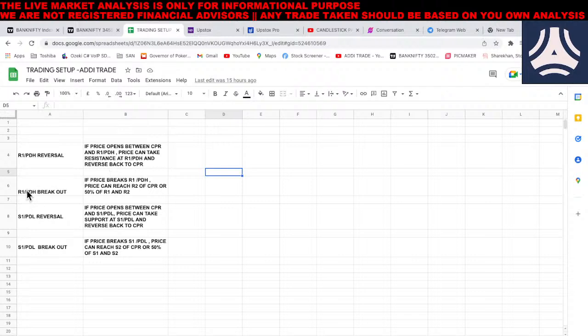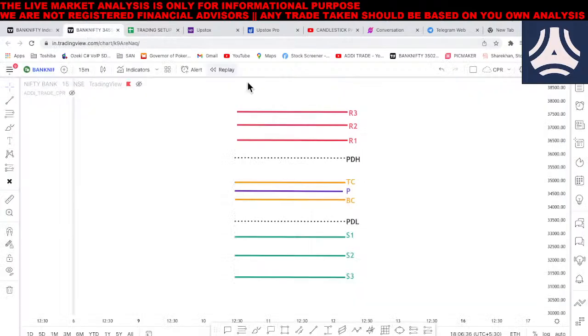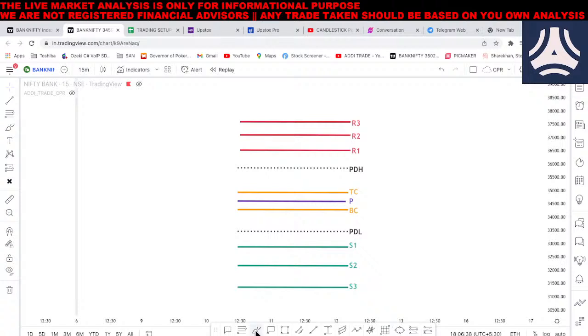Coming to the second setup, we have a breakout setup, that is if R1 or the previous day high breaks out. If the price breaks R1 or the previous day high, the price can reach R2 of CPR or 50% of R1 and R2. So what this means is, let the price open anywhere. It can open at the CPR or anywhere below. If the price breaks this previous day high and R1, most likely it will hit R2 or 50% of R1 and R2.